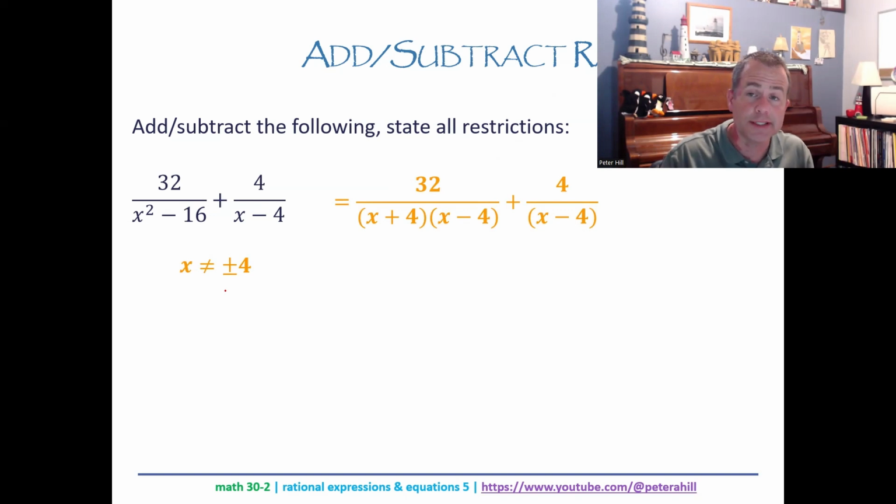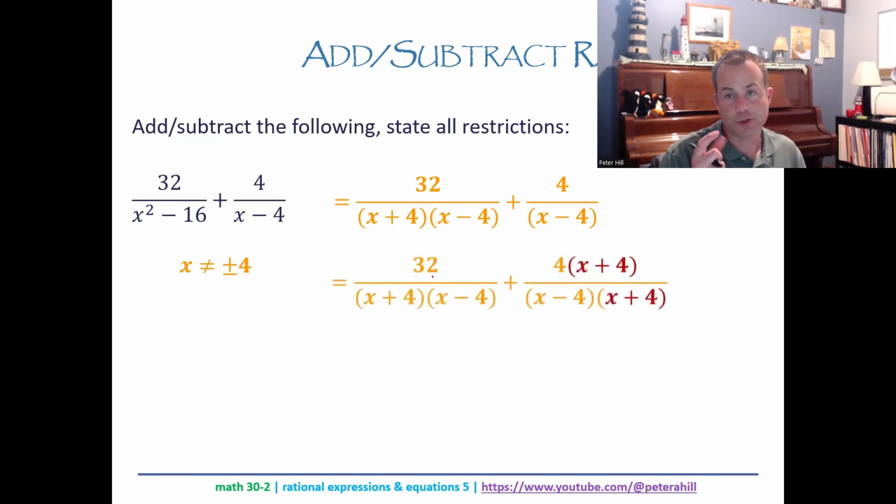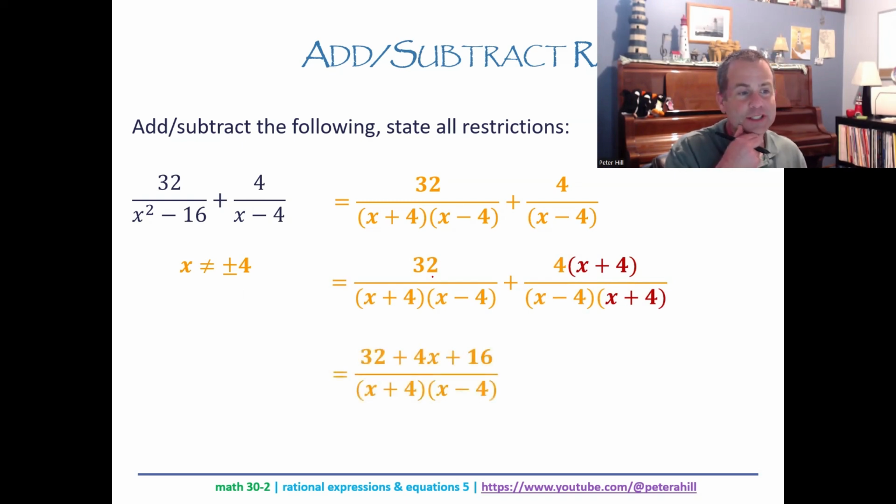Now, here's what I want you to see. They both already have an x minus 4, so that part is already common. I don't need to multiply all this together, okay? What I do need is the second fraction doesn't have an x plus 4. So I'm going to throw an x plus 4 on the bottom of the second fraction and on the top in order to make sure I'm not changing things. Then that 4 will get distributed, so that'll be 4x plus 16. 32 plus 4x plus 16 on the top and a common denominator of x plus 4, x minus 4. And then just to clean that up, 32 plus 16 is 48.